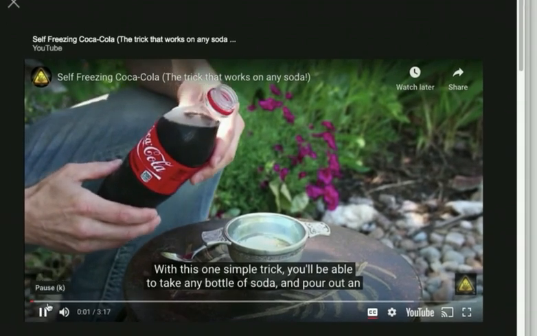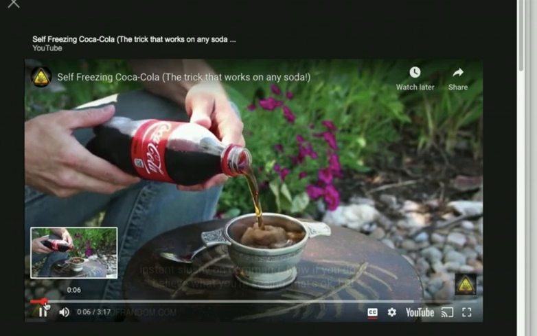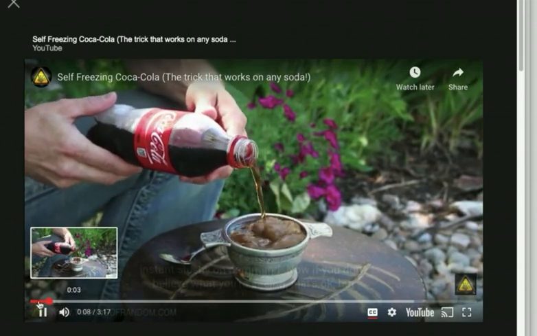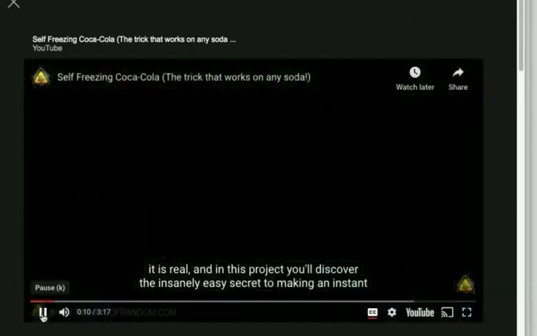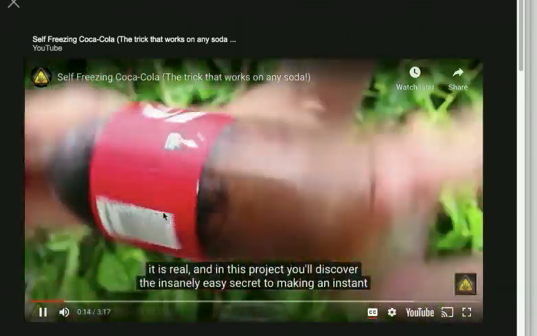Trick, you'll be able to take any bottle of soda and pour out an instant slushy on command. Now, if you don't believe what you're seeing, that's okay, but it is real, and in this project, you'll discover the insanely easy secret to making an instant soda slushy.